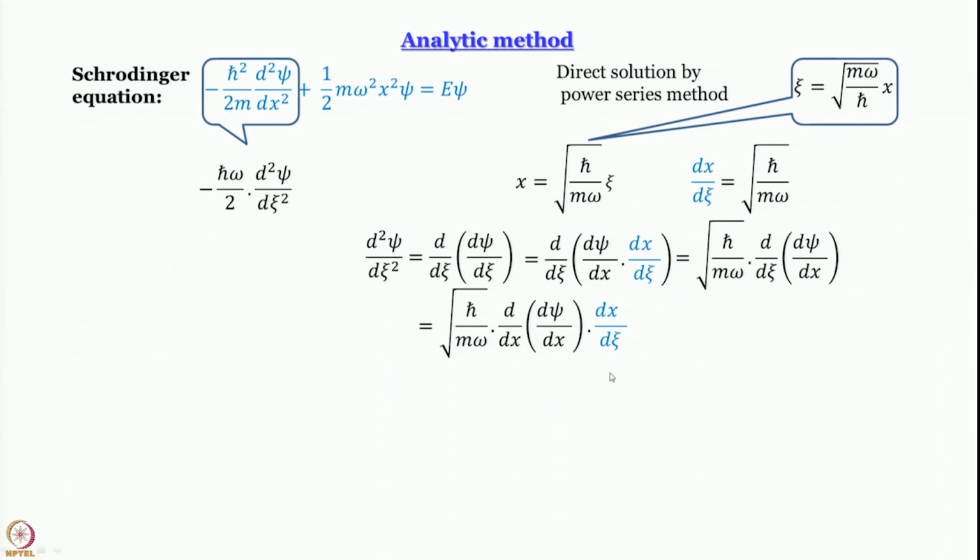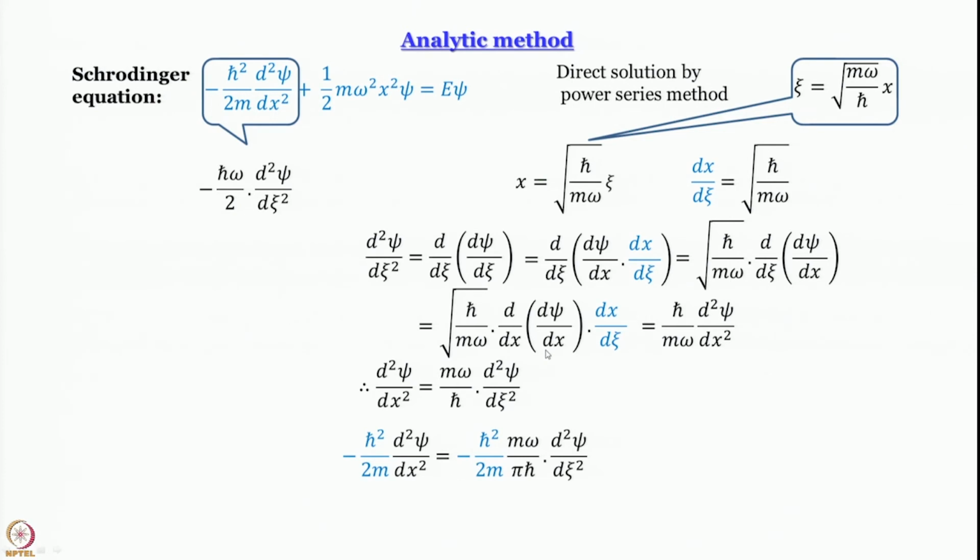Once again we know what dx by d xi is, we write it. So, the root sign goes and we get h cross by m omega multiplied by d2 psi dx2. Okay. So, d2 psi dx2 very easily is m omega by h cross d2 psi d xi 2. So, instead of d2 psi dx2 we are going to write this and then we are going to multiply by minus h cross square by 2m.